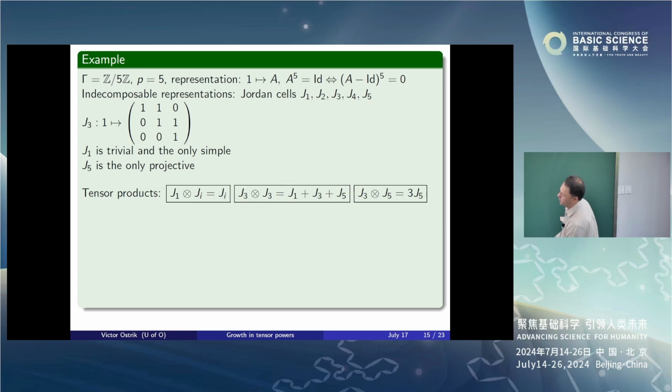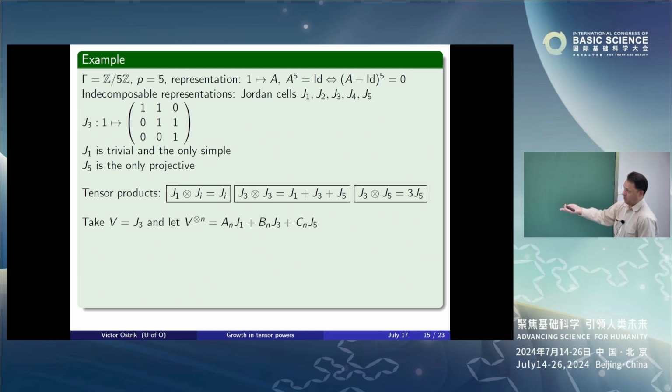You can try to compute tensor products of various Jordan cells here. If you want to keep your students busy, just give them this as an exercise. It will take quite some time. Playing the same game as before, you can try to compute what happens with tensor powers of something. Let us take for V the representation which corresponds to the 3 by 3 Jordan cell. A surprise that you get by looking at these tensor product rules is that when you take tensor powers of J3, you are going to see J1, J3, and J5, but you will never see J2 and J4. It's a consequence of my multiplication rules. You see that J2 and J4 do not appear.